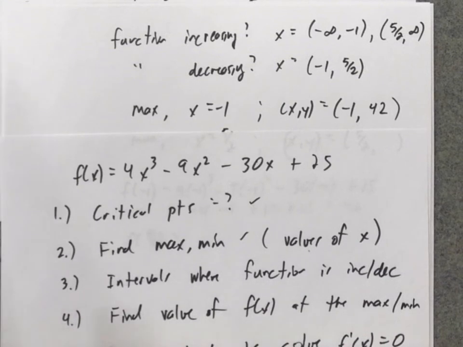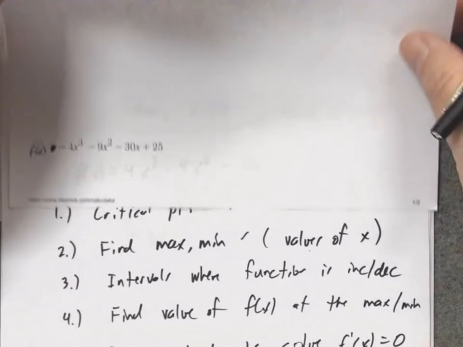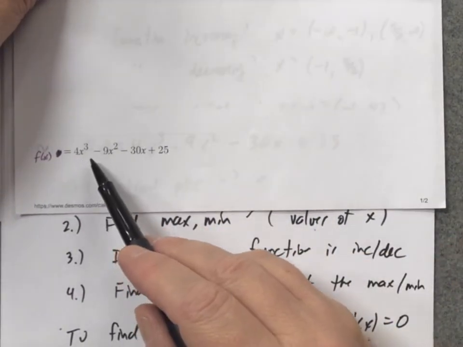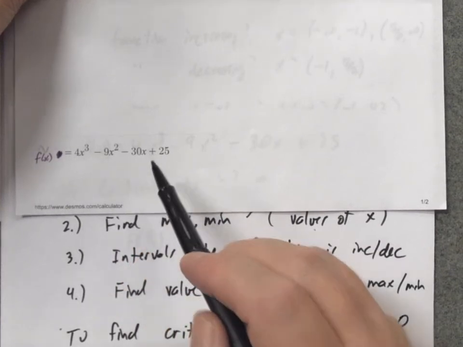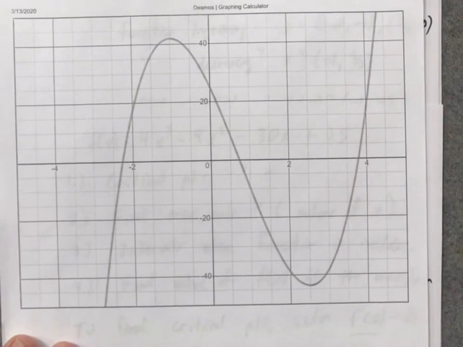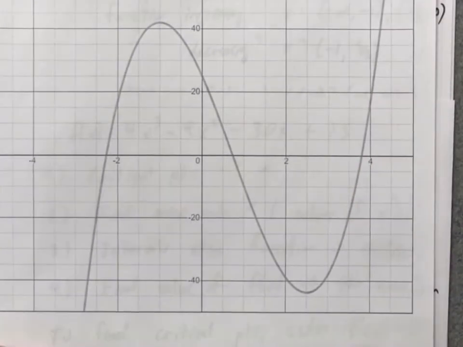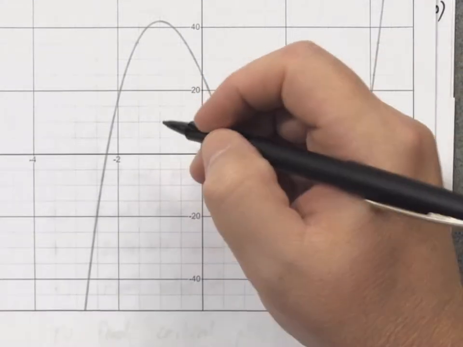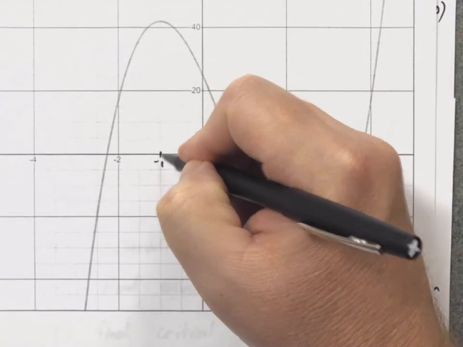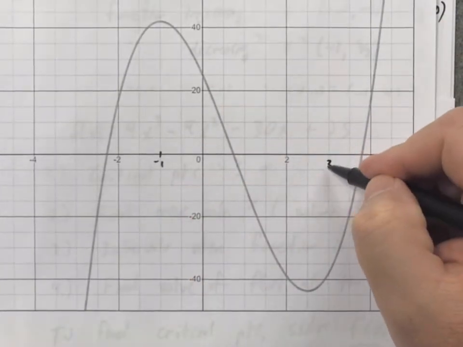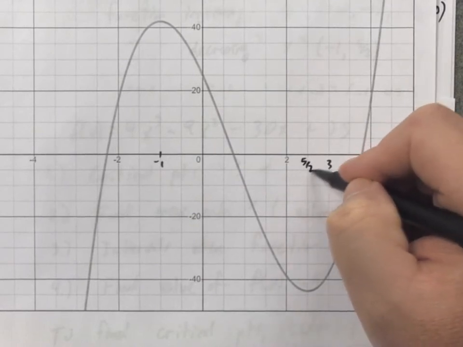I actually took a computer program and I sort of printed out. Here's the function we started with. 4x cubed minus x squared minus x. There's an online program where you can graph it. And here's the graph of it. Now if we look, we said what are the critical points? We said the critical points were -1 and 5/2, which is 2.5. Here's 3. So here's 5/2.